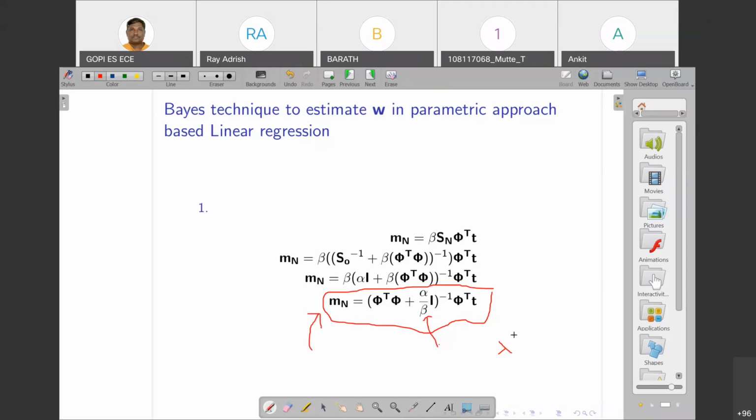But in general, this is like a solution of the regularization in which this lambda is exactly equal to alpha by beta. When lambda is alpha by beta, we say that the regularization technique and the Bayes technique are one and the same. This is what we discussed in the previous class. Today what we are going to discuss is kernel smoothing. We will start with this.